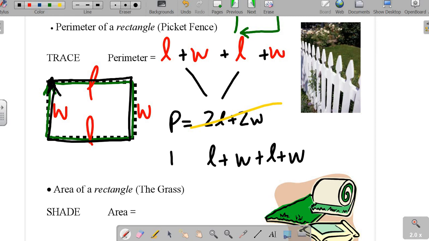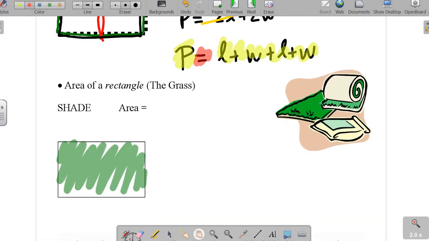An equation has two sides with an equal sign. So you need to write it as perimeter equals length plus width plus length plus width. Area, again, physically shaded. And area equals length times width.